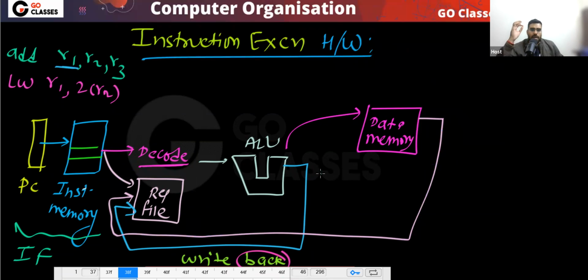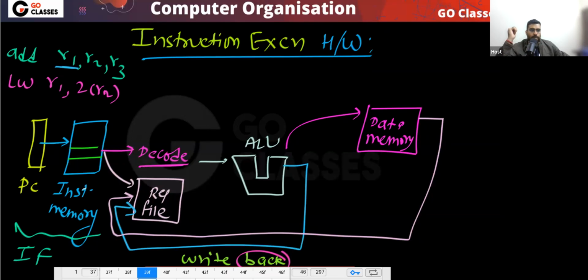Did you understand this instruction execution hardware, or I can say this data path? Let me know. Very simple, right? Yes or no? So this is a simple instruction execution hardware. Now let me tell you what happens.